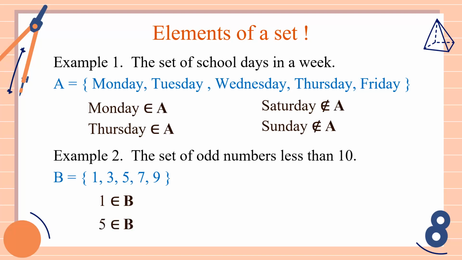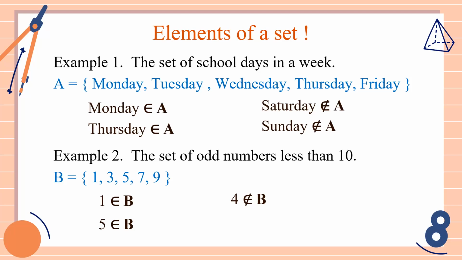We can also say that 5 is an element of set B because 5 is part of the given set B. Set B is the set of odd numbers less than 10. And we can say that 4 is not an element of set B because 4 is not an odd number.